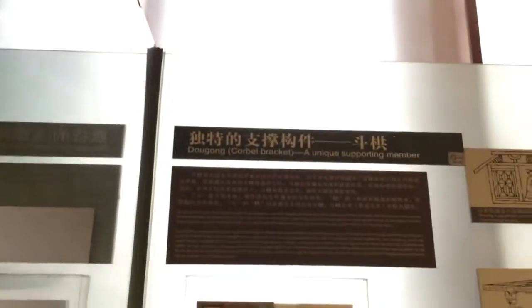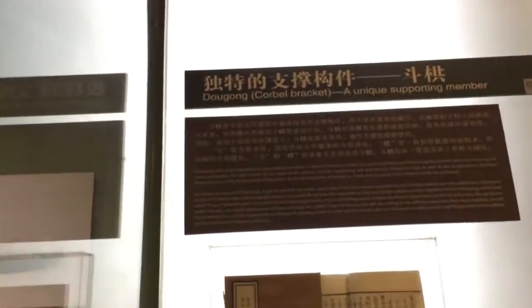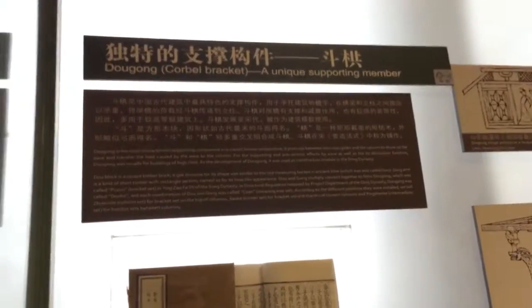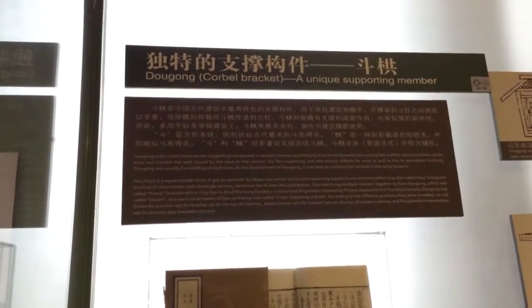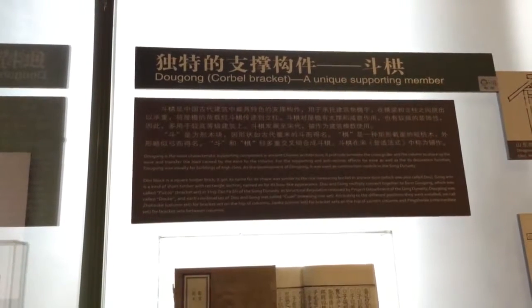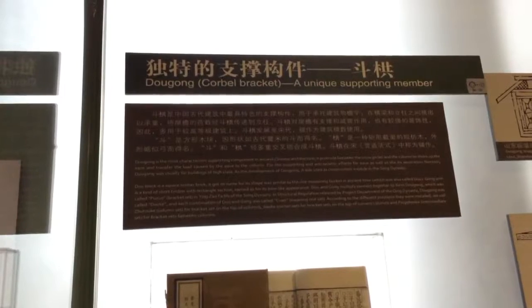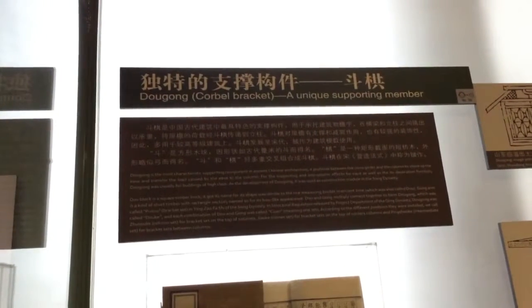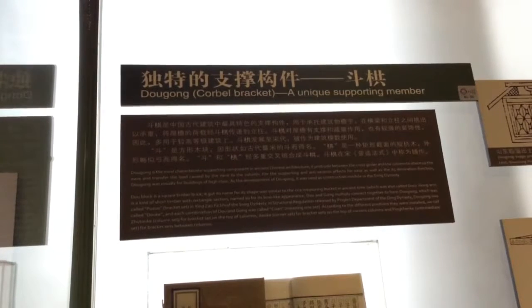Dougong, corbel bracket, unique supporting member. Dougong is the most characteristic supporting component in ancient Chinese architecture. It protrudes between the cross girder and the column to shore up the eave and transfer the load caused by the eave to the column for the supporting and anti-seismic effects of the eave as well as its decoration.